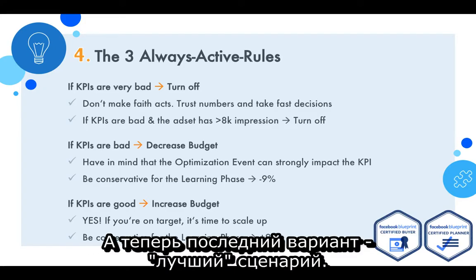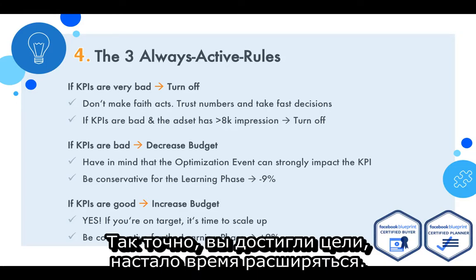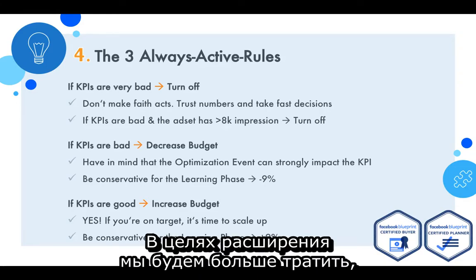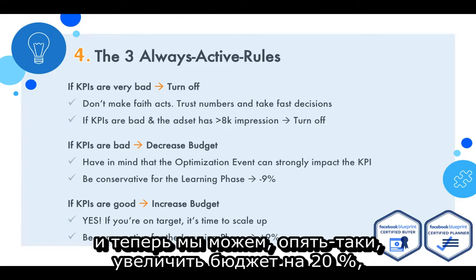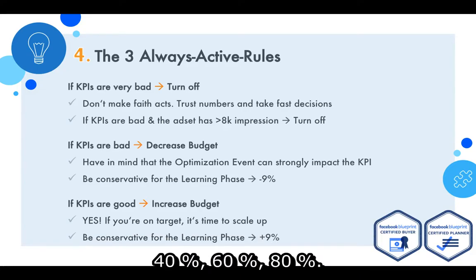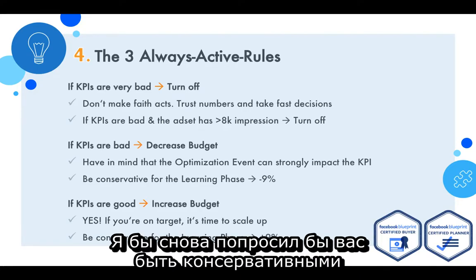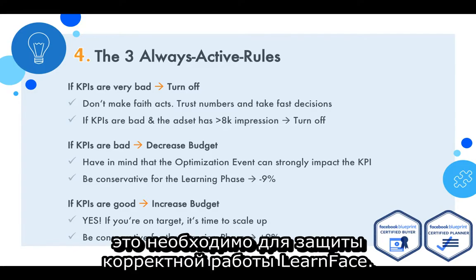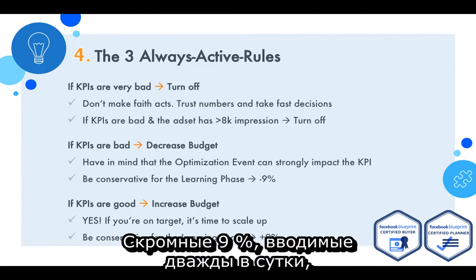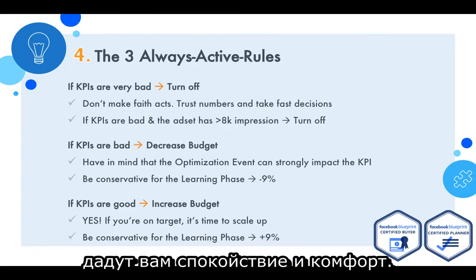And then the last one, in the best case scenario, wow, yes, you're in target, so it's time to scale up. And in order to scale up, we want to spend more money there. And now we could also, once again, increase the budget by 20%, 40%, 60%, 80%, but that's not what I would recommend. I would rather recommend to also be conservative here in order to protect the learning phase. So with a solid 9% executed twice per day, you're going to be in the safe zone.